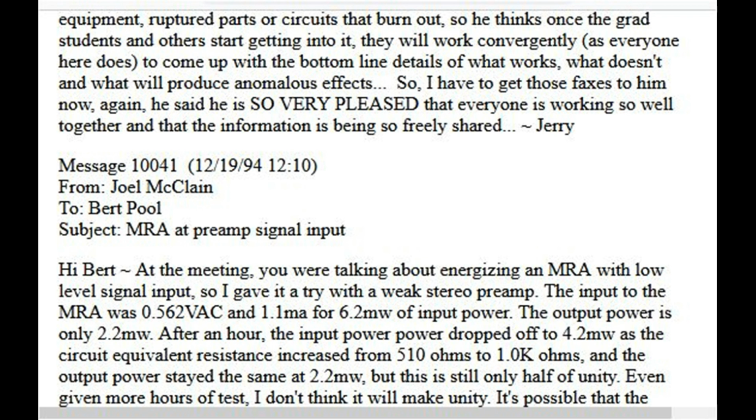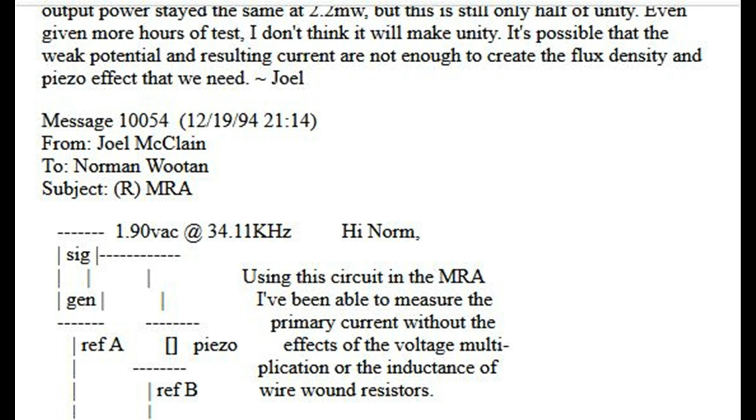After an hour, the input power dropped off to 4.2 mW as the circuit equivalent resistance increased from 510 ohms to 10 k ohms, and the output power stayed the same at 2.2 mW, but this is still only half of unity. Even given more hours of test, I don't think it will make unity. It's possible that the weak potential and resulting current are not enough to create the flux density and piezo effect that we need. Joel.